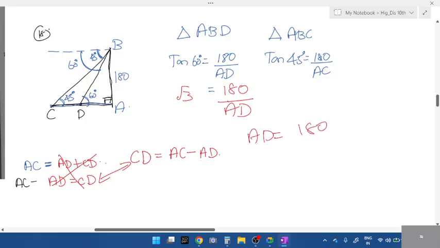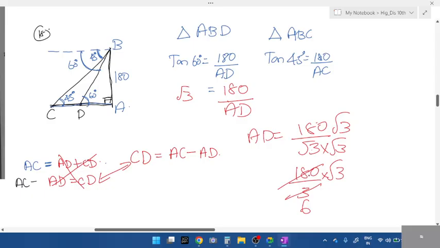How do you solve? 180 divided by root 3, right? You don't have to convert, students. How do you rationalize this? Multiply. Do you think 3 gets cancelled with 180? Can we reduce 3 and 180? Then is it required to convert into cot? No, you don't have to convert into cot. You can just cancel it. You get 60, students.